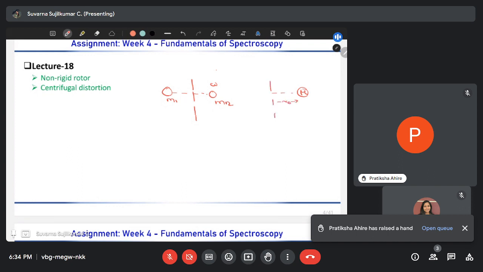Let r0 be the distance where there is no rotation. Upon the rotation with an angular velocity omega, the distance between the axis of rotation and the object has increased. Let that distance be r.